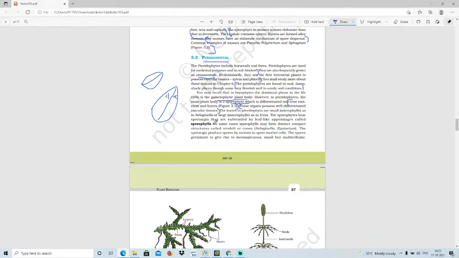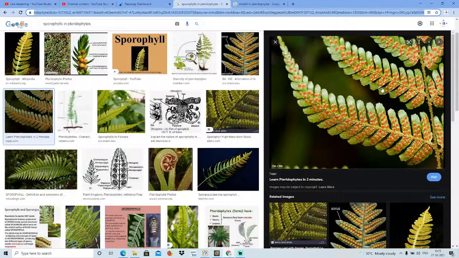Okay, the sporophytes bear sporangia that are subtended by leaf-like appendages called sporophylls. This is not properly given in any of the diagrams, so I'm going to give you a good diagram. Look at this. This is the overall plant as the sporophyte. This particular leaf-like structure is a sporophyll, and these red dots are the sporangia.